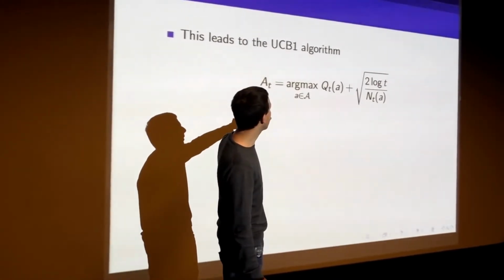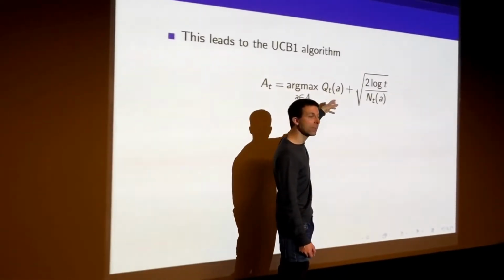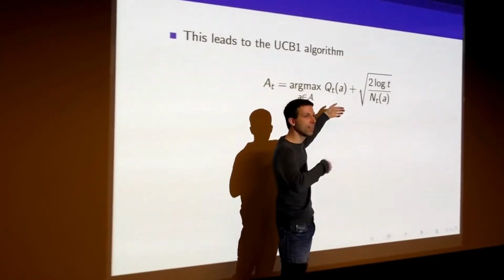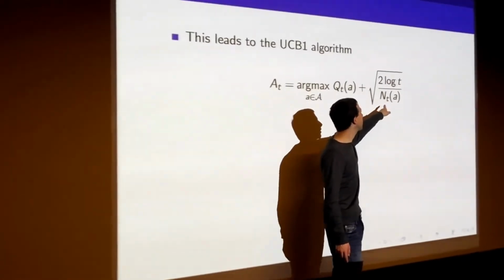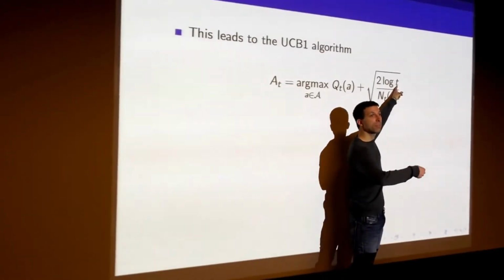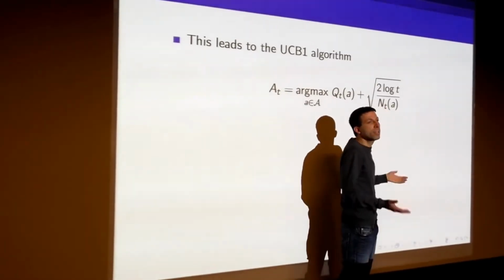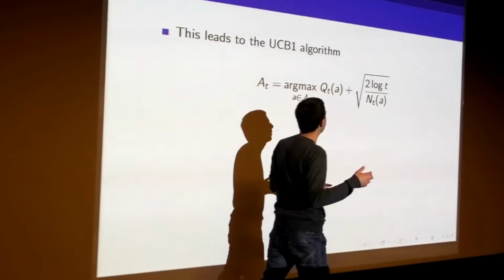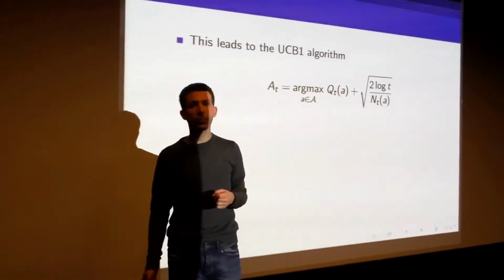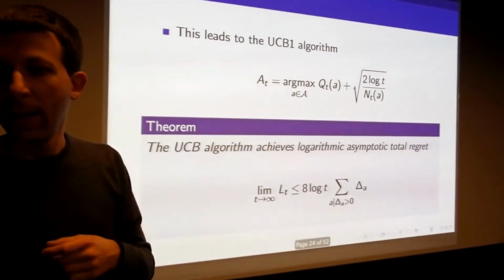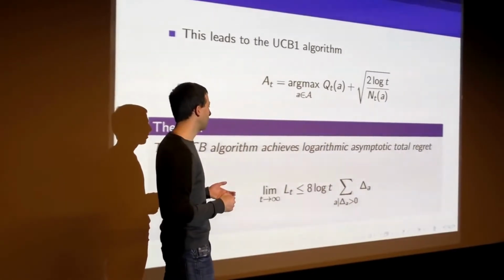But the basic idea is that at every step, you estimate your Q values by taking this Monte Carlo estimate in the usual way. So you just take the empirical mean of everything you've seen so far. And then you add this bonus term that only depends on the total number of pulls of all of your arms, and the number of times you've pulled this arm. That's all it depends on. And you pick the action with the highest total value. And this actually then achieves this logarithmic asymptotic total regret.